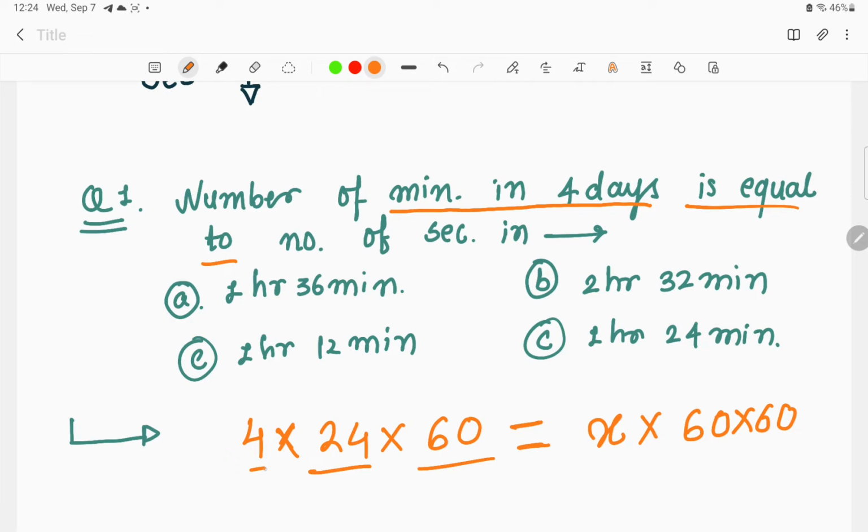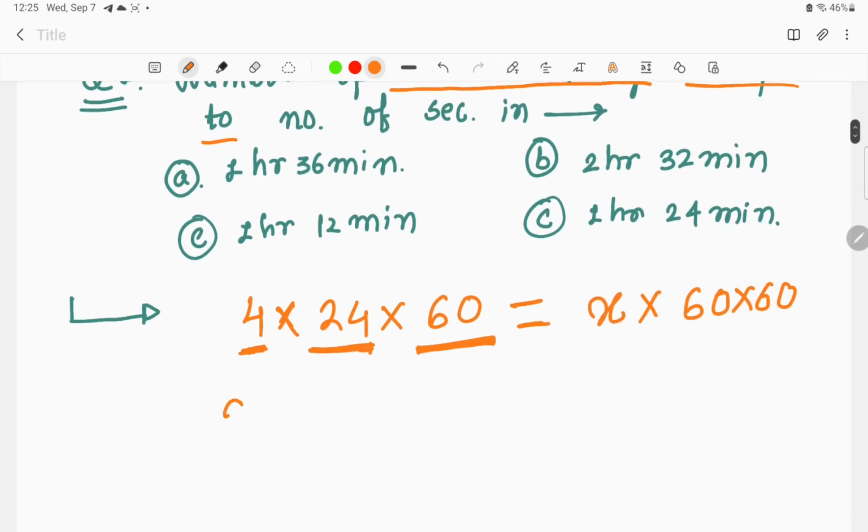The number of minutes in 4 days: there are 24 hours in each day, as well as 60 minutes in each hour. It means 24 into 60, right, is equivalent to x into 60 into 60. Here the answer will be x equals, 60 and 60 get cancelled. 6 4s are 24. 2 2s are 4, 2 5s are 10, right? It means 4 2s are 8 divided by 5.